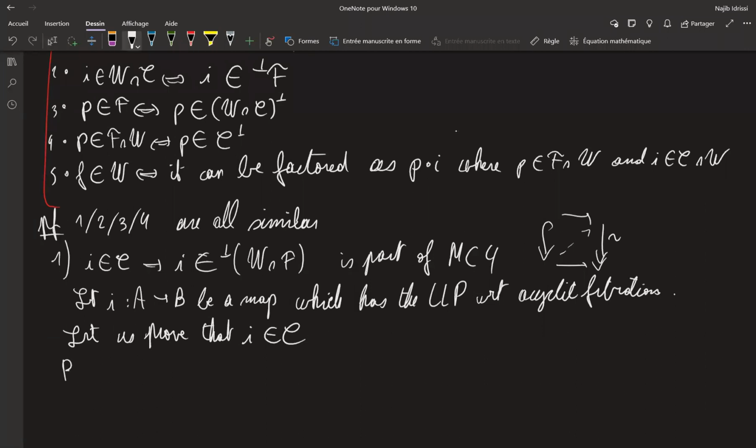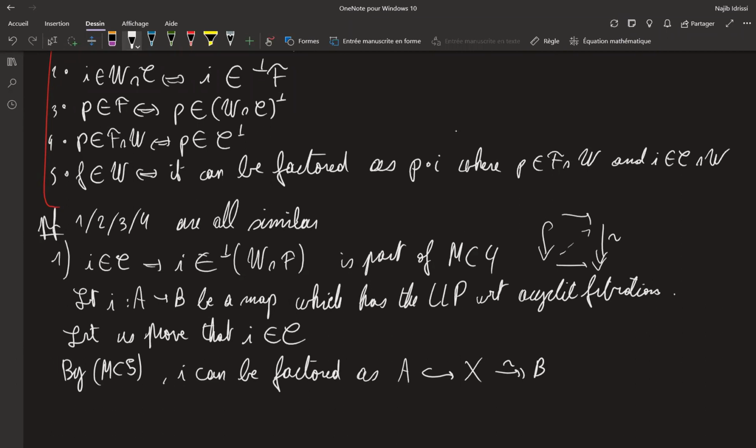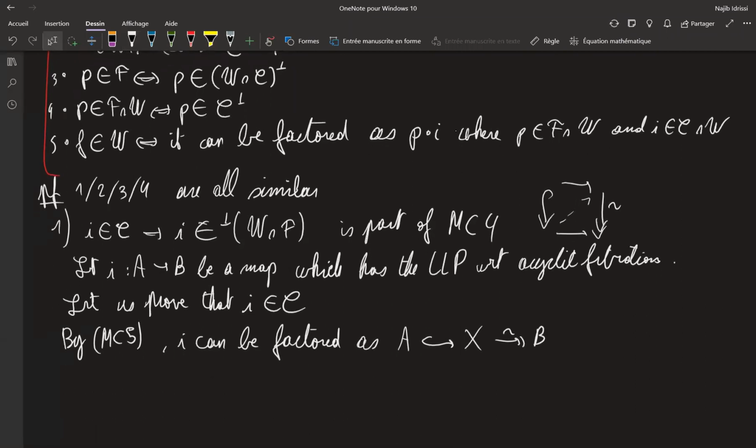All right, so by MC5, I can be factored as a cofibration followed by an acyclic fibration, like this. So using the left lifting property, we can find a lift H, like this.